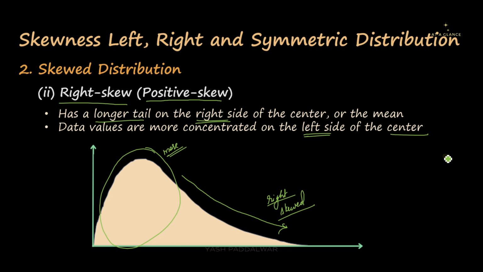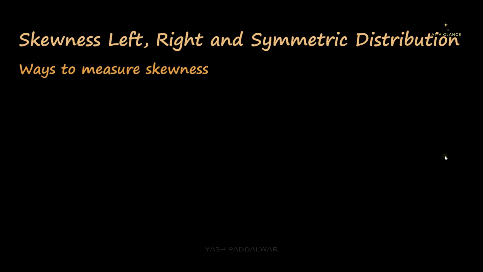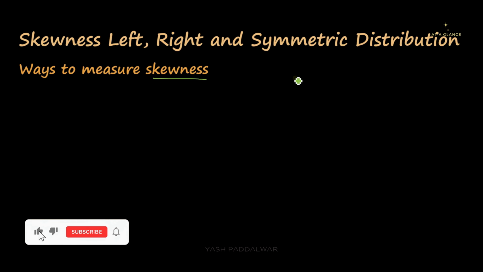So now I hope the types of distribution, left skewed, right skewed, and symmetric distribution, are clear to you all. Now let's have a look at the different ways through which we can find the measure of skewness. Why do we find the measure of skewness? We find it to understand the type of distribution that a particular variable has. There are multiple ways. I have listed three ways.